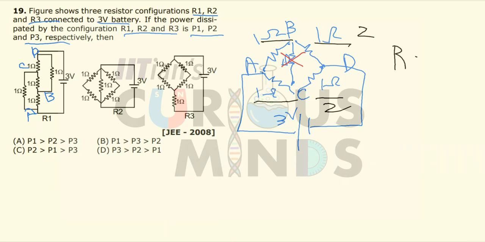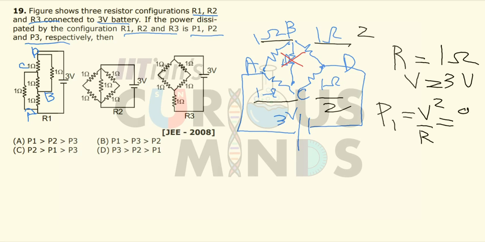So the equivalent resistance in the first case is equal to 1 ohm, and the voltage applied is equal to 3 volt. So the power developed in the first case will be equal to V square divided by R, which is equal to 9 by R, which is equal to 9.